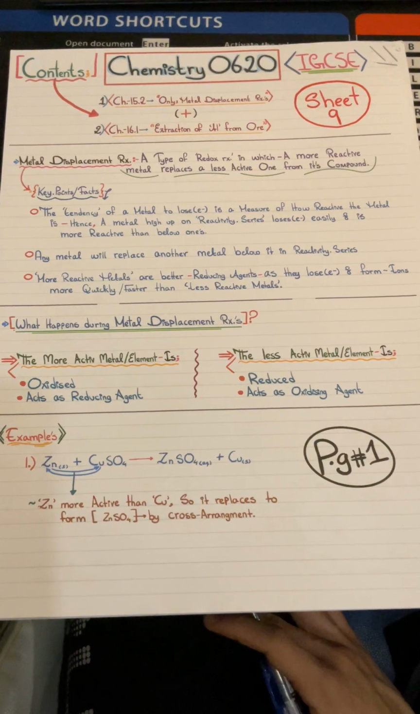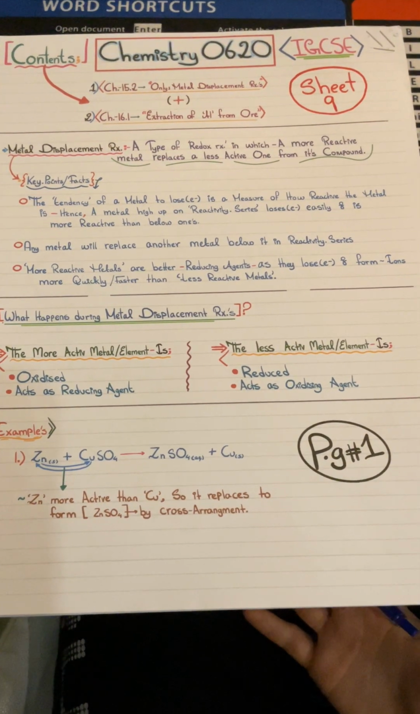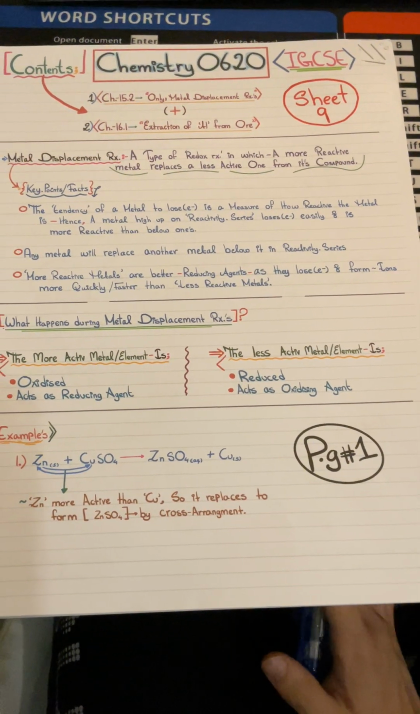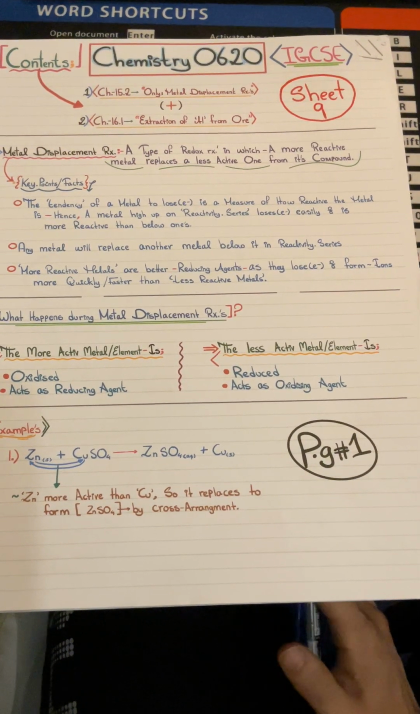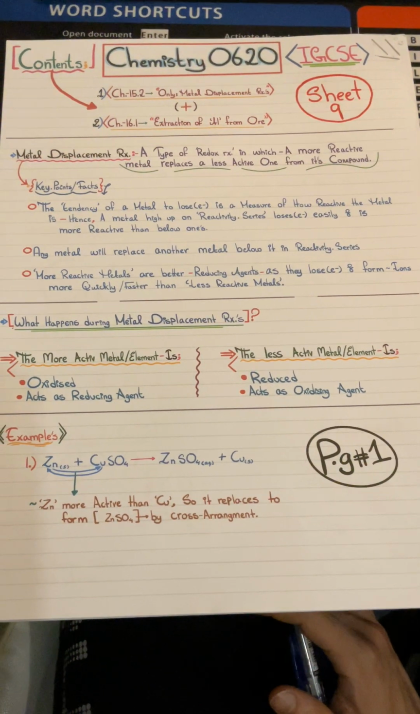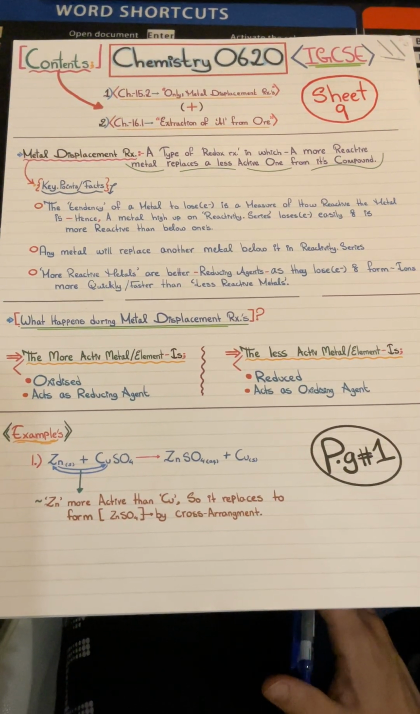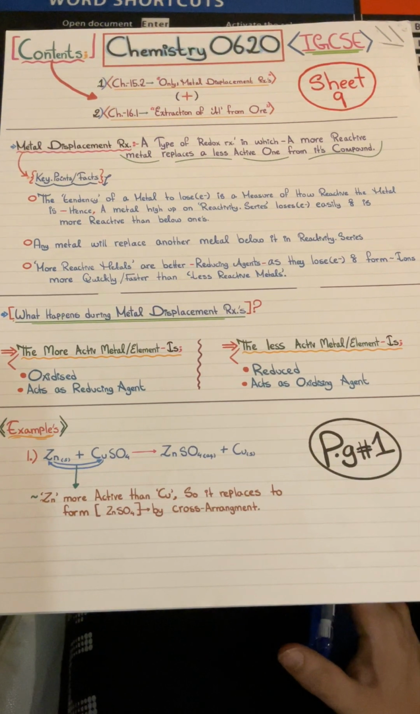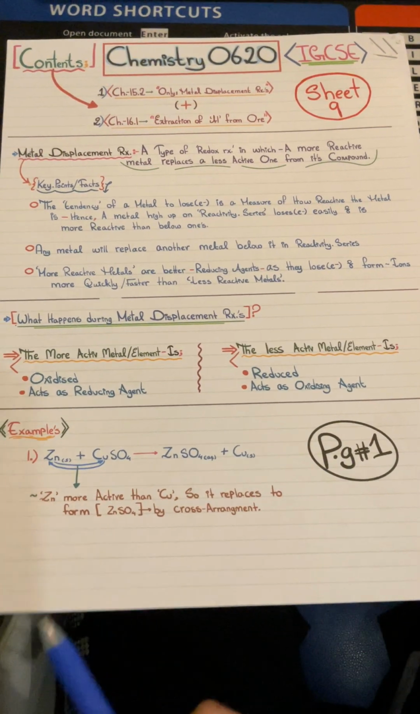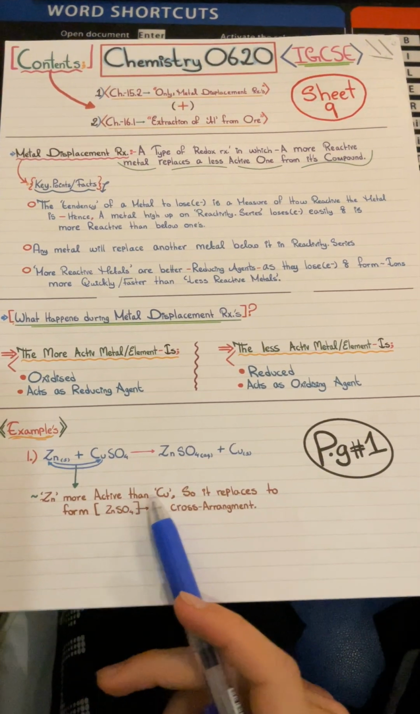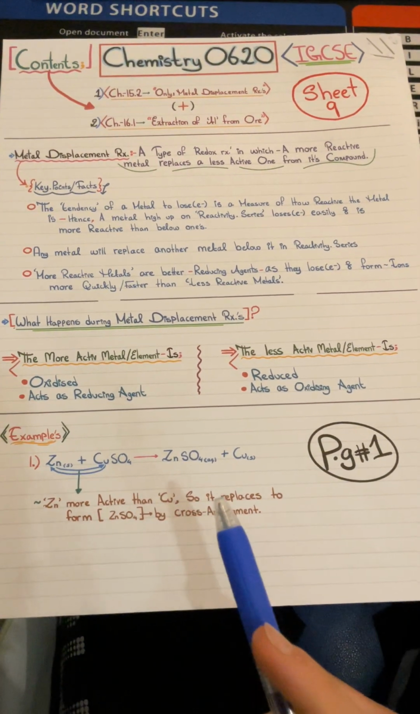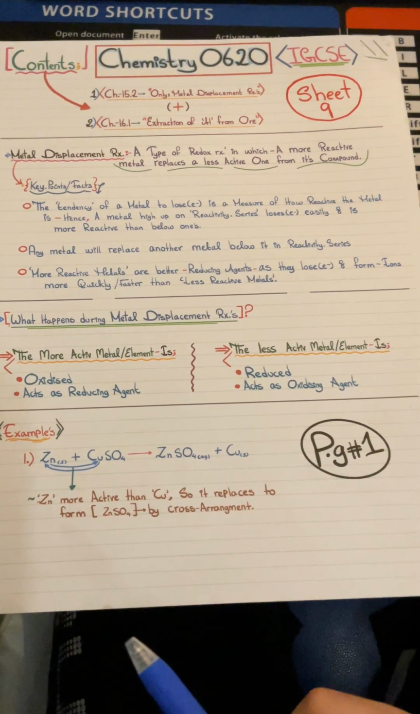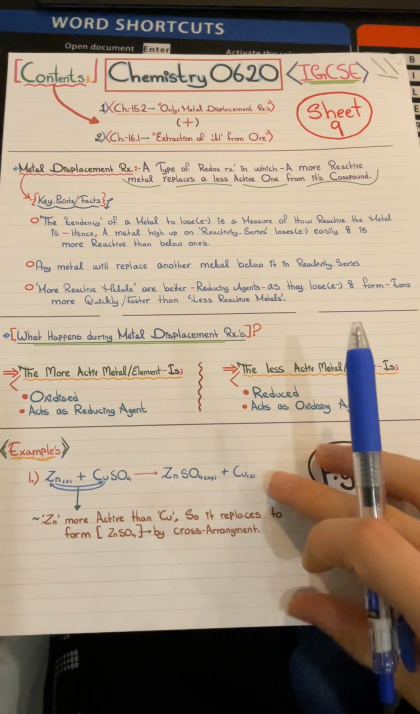Now, what happens during a metal displacement reaction? The more active metal is oxidized because it loses electrons, and it acts as a reducing agent. The less active metal is reduced because it acts as an oxidizing agent. It gains electrons on the reactant side. Here's an example: zinc plus copper sulfate gives us zinc sulfate plus copper. Zinc is more active than copper, so zinc will replace copper from its compound and form the new compound. When you write the new compound, be sure to use the cross-arrangement method to ensure the correct charges or oxidation numbers of the new compound that you write.